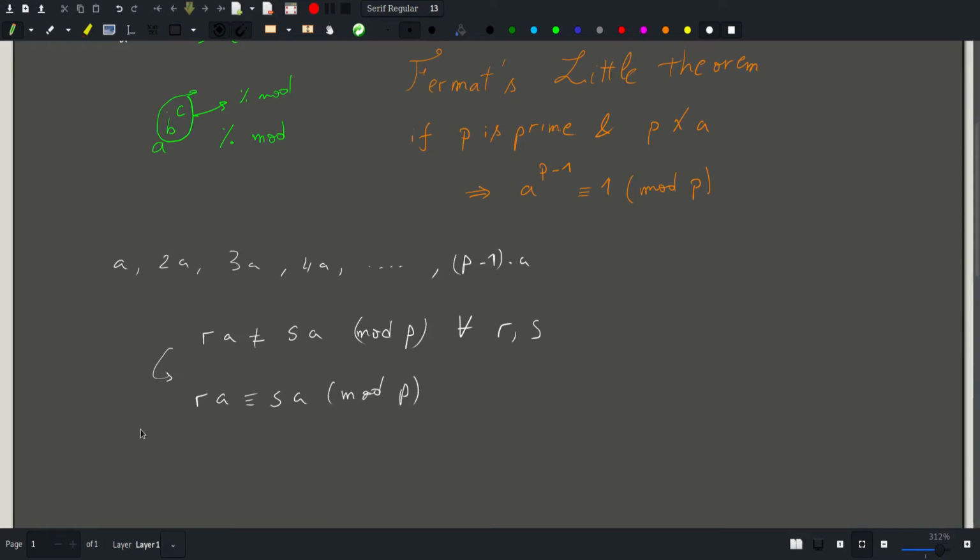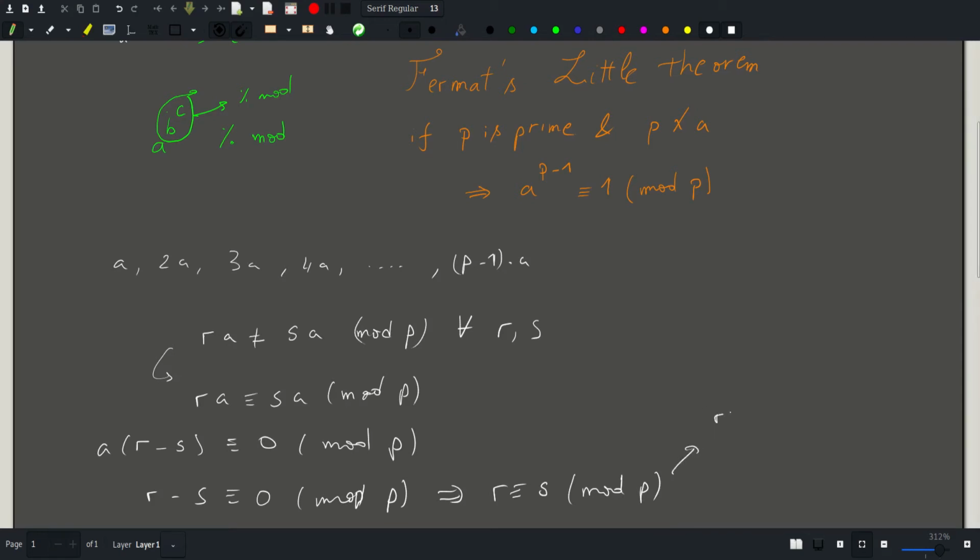So I can bring everything to one side and factor out an a. So I'll get a factor, r minus s, times a, is congruent to 0 mod p. So this product is divisible by p since it is congruent to 0 mod p, and since p does not divide a, it must divide r minus s. So therefore r minus s is congruent to 0 mod p, and this implies that r is congruent to s mod p.